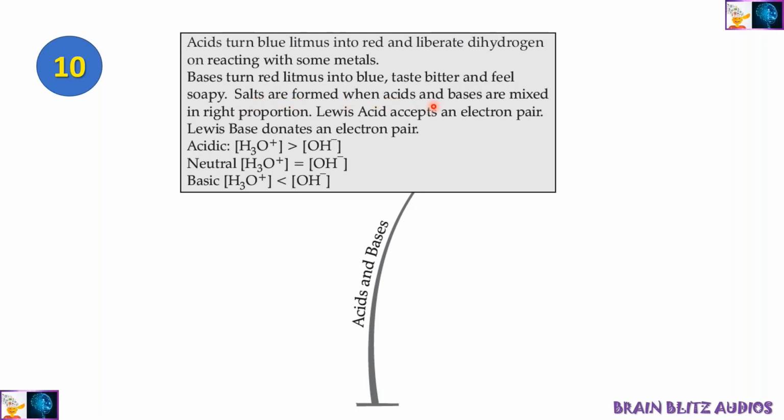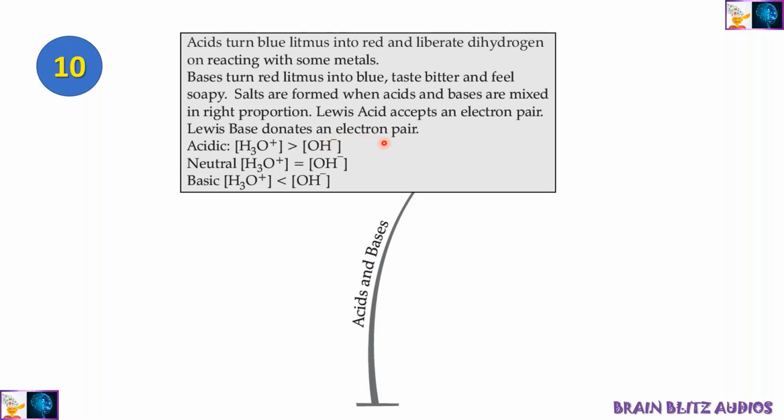Salts are formed when acids and bases are mixed in the right proportion. A Lewis acid accepts an electron pair. A Lewis base donates an electron pair. So a person named Lewis, a famous scientist in fact, says that an acid accepts an electron pair and a base donates an electron pair. Some substances are named Lewis acid after him because they accept electron pairs. A Lewis base does the opposite.